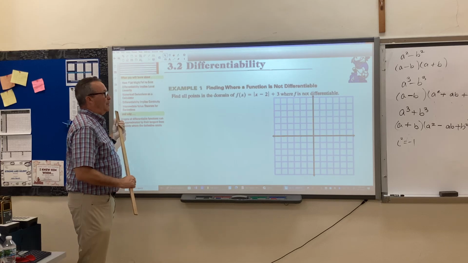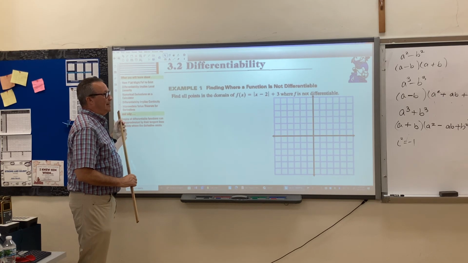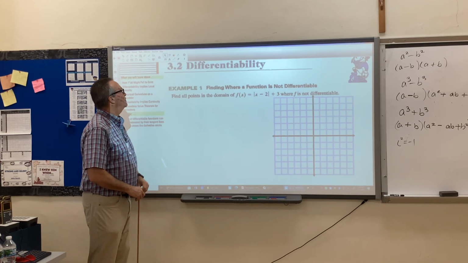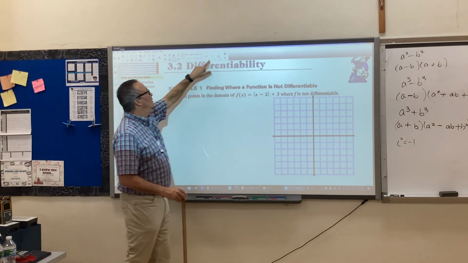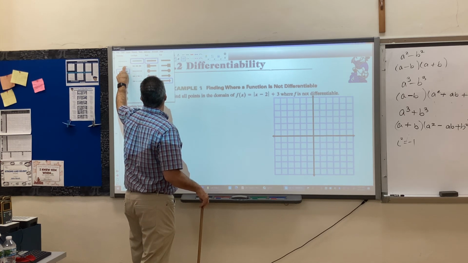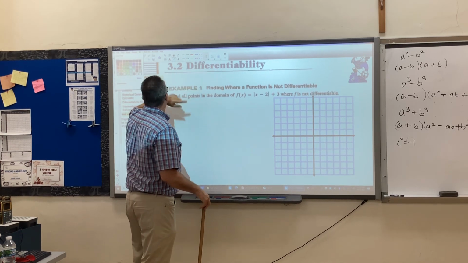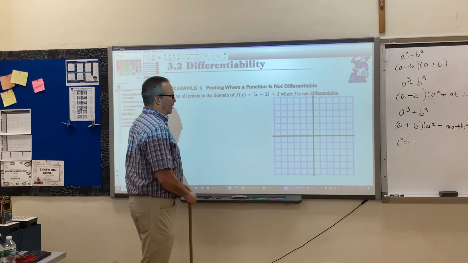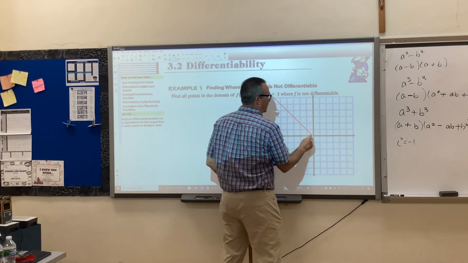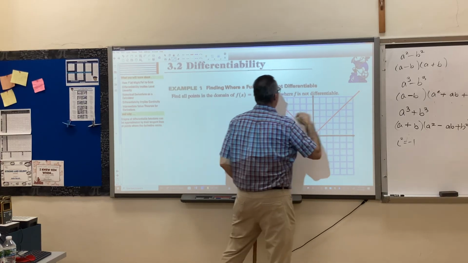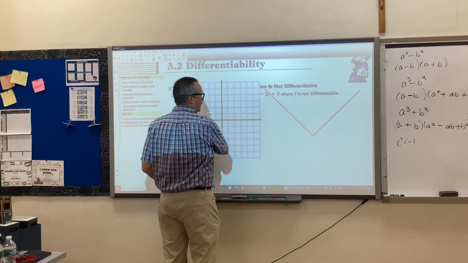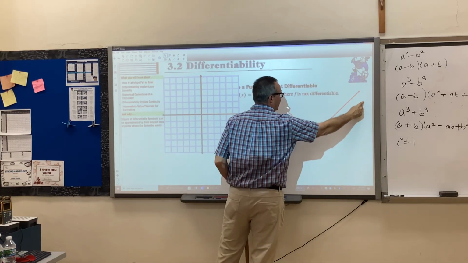Find all the points in the domain where f is not differentiable. Here's how to graph this absolute value function. Like a normal absolute value function. Seems like this, right? You could use the transformations to graph this specific absolute value function.